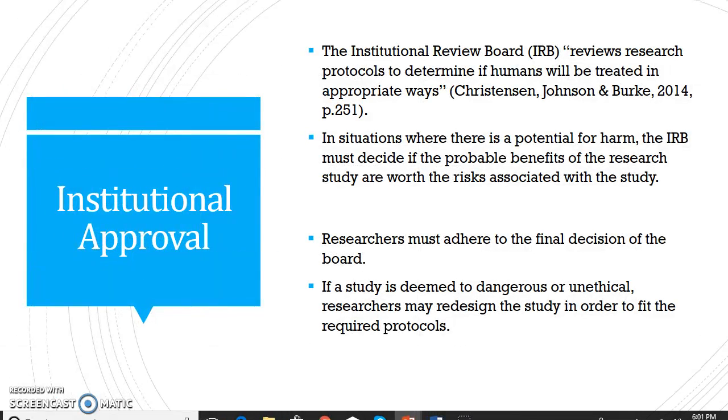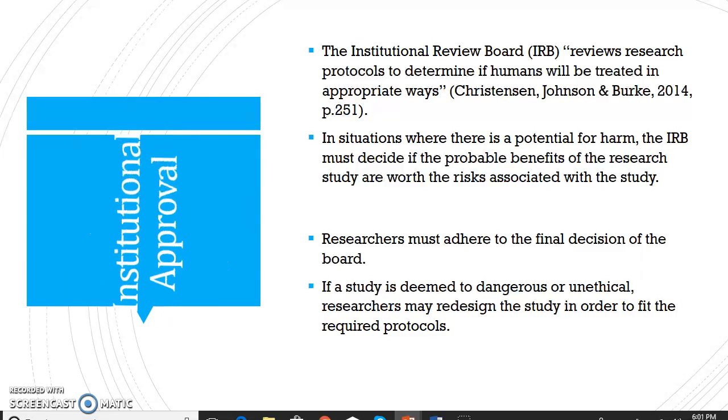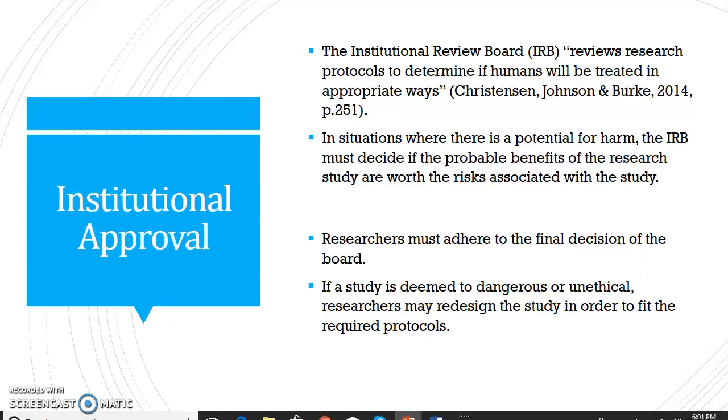When determining if human participants will be treated appropriately, the Institutional Review Board, or the IRB, must weigh the potential benefits of a research study and compare it to any risks associated with the study for the participants. Dangerous and/or unethical studies might require redesign in order to comply with the IRB and produce an ethical research design.